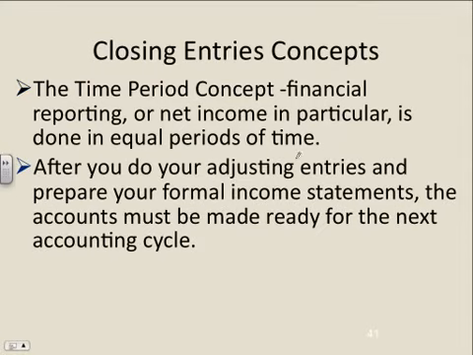After you do your adjusting entries and prepare your formal income statements, the accounts must be made ready for the next accounting cycle. So we've done our adjustments, we brought our accounts up to date, and we've prepared our income statement. So we've done our revenue minus our expense, and we got our net income. Now in our next period, if we start off without doing our closing entries, we're going to have revenue and expenses already in the accounts, but we want to start fresh. We want those accounts to start with zero balances.